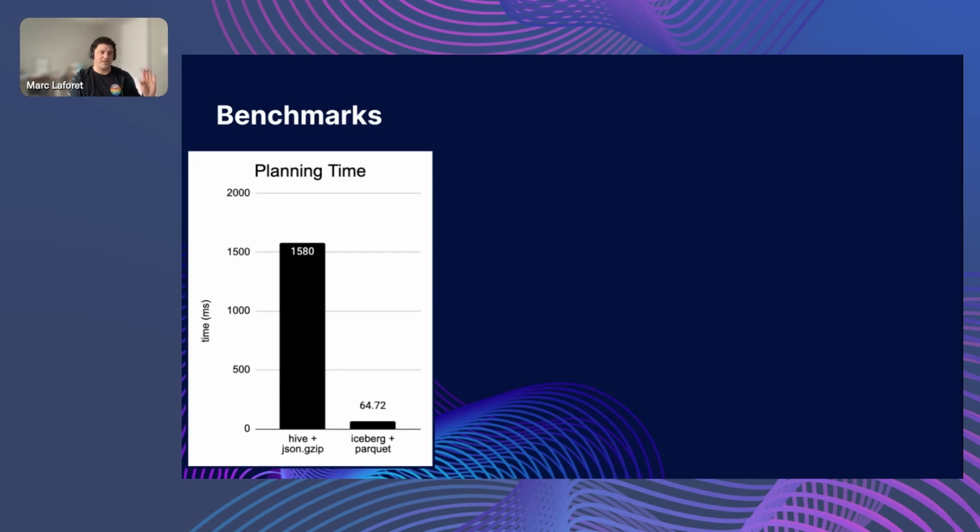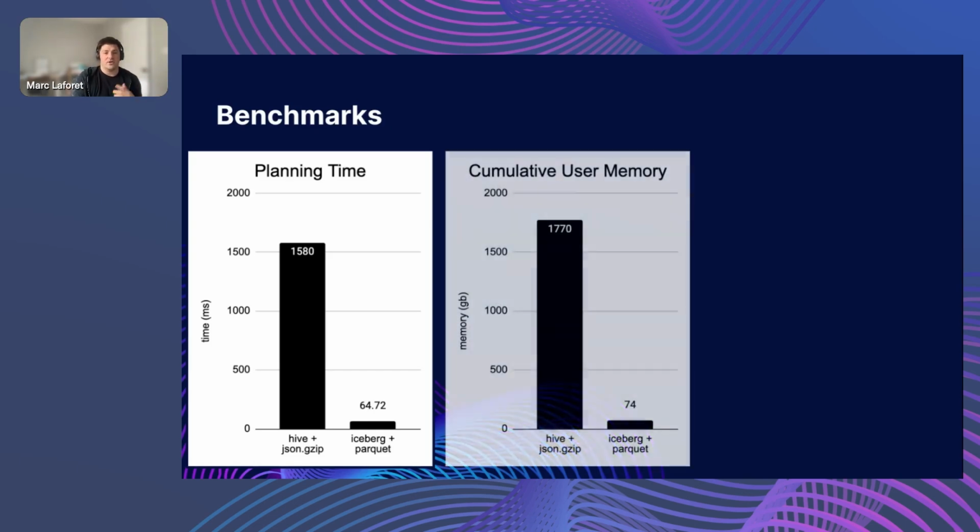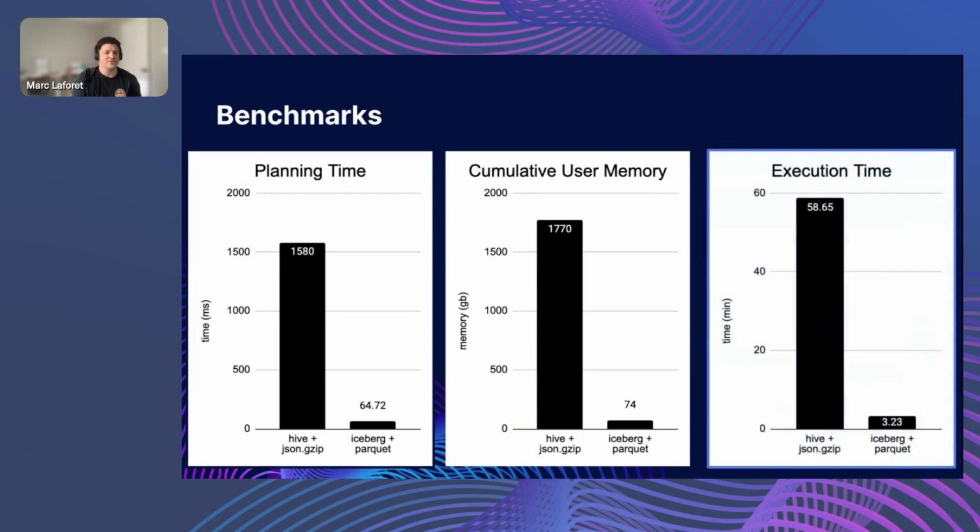We can see that the migration from Hive and JSON to Iceberg and Parquet really improved the planning time. We can also see that the memory pressure on Trino itself was greatly reduced after these migrations. But maybe in a practical sense, the most important thing is that the execution time went down. The execution time of the query that I ran went from taking 1 hour to 3 minutes. I know this is probably a big deal, but I always just like to think of the data scientist.